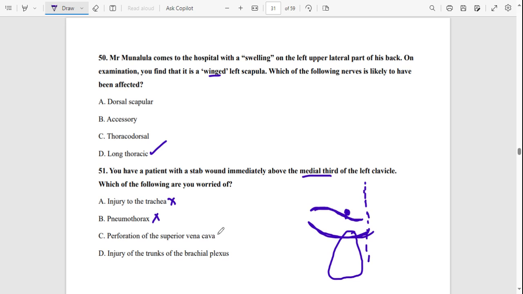Perforation of the superior vena cava. Really not about the superior vena cava because that is again a bit higher and lateral. Injury of the trunks of the brachial plexus. So the trunks of the brachial plexus, when they come out of the neck, they'll go like that. So you're expecting that you are going to injure them at this point. So this is the best that we can pick.